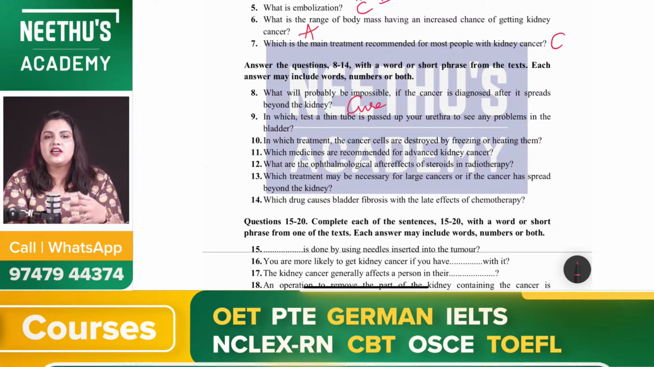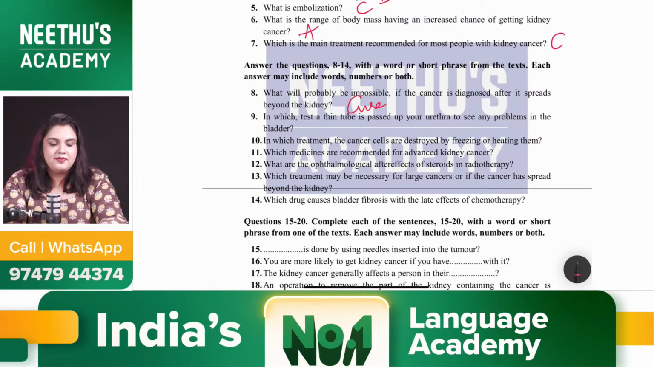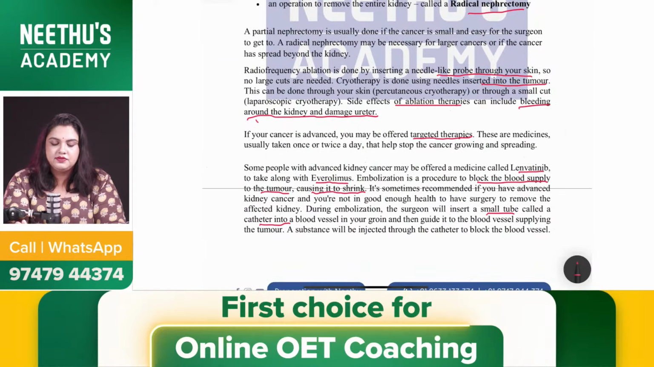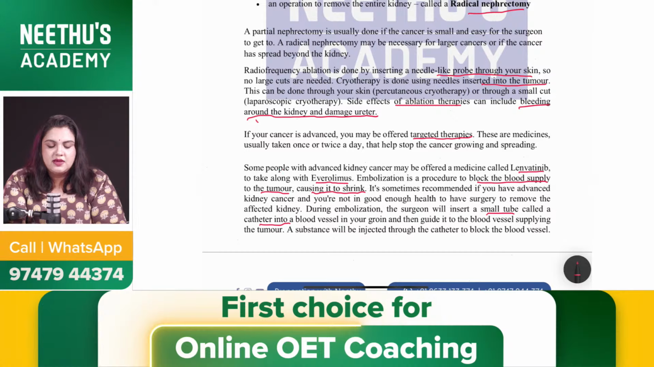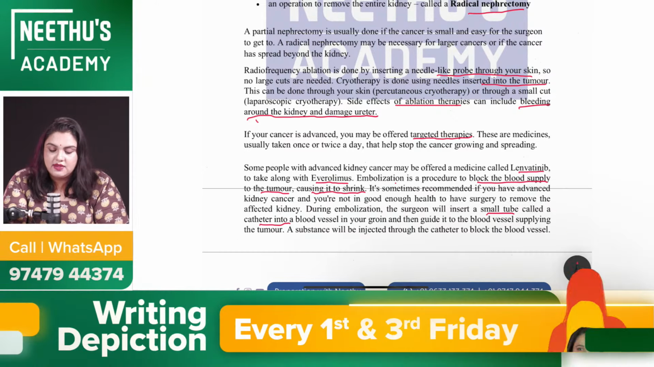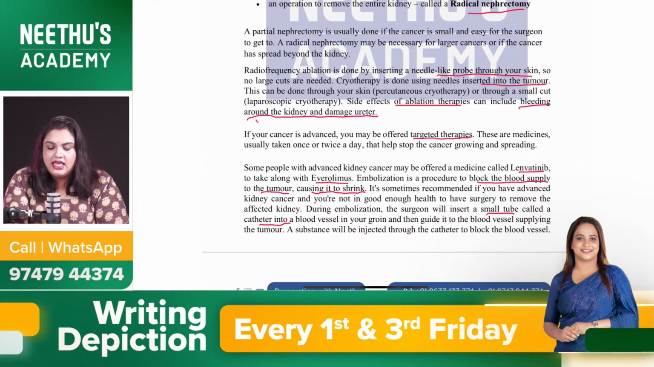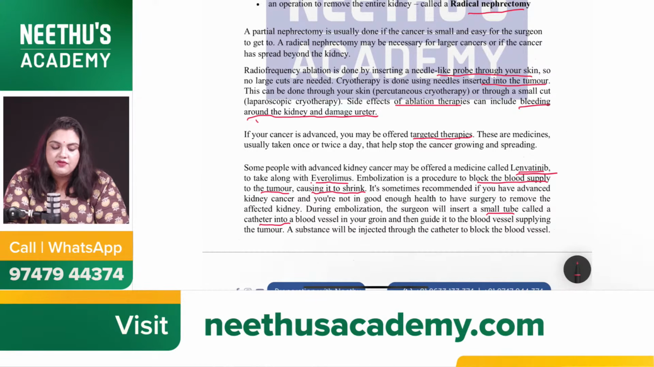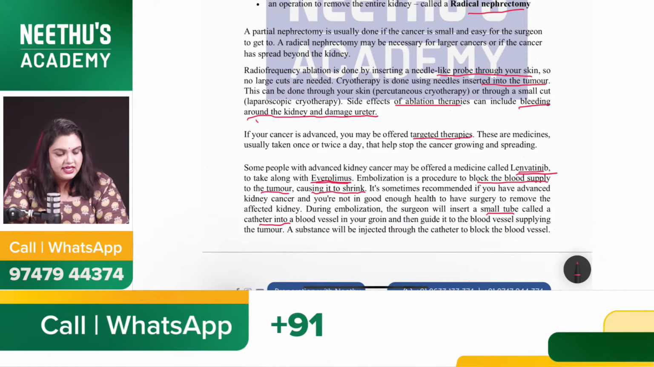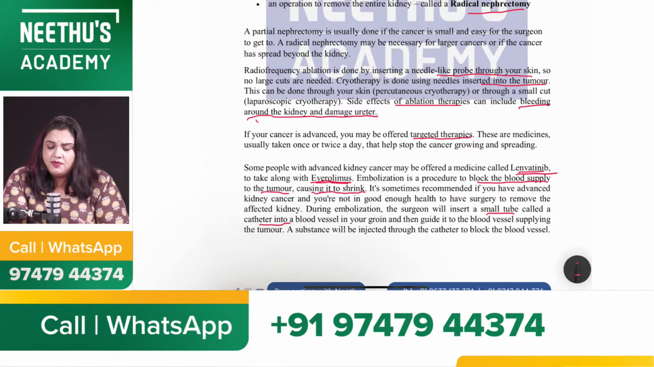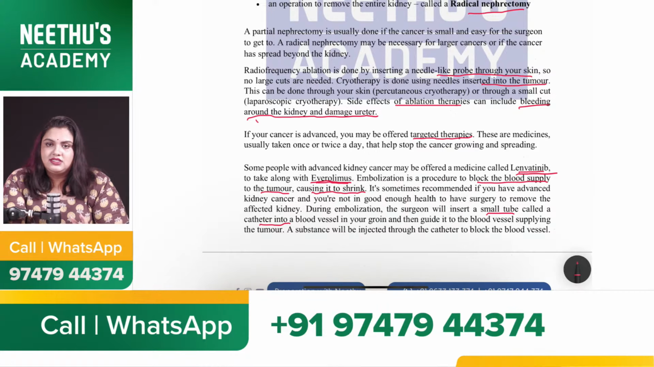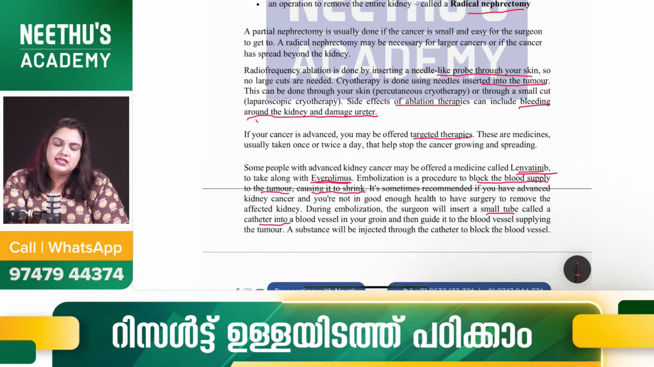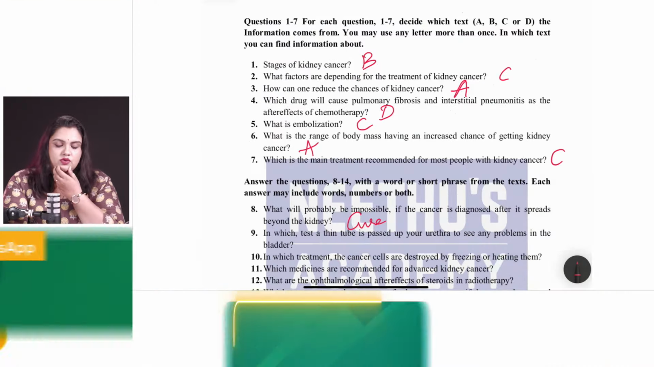Again, the same text, Text C. What could the answer be? Take the last paragraph. Some people with advanced kidney cancer may be offered a medicine called lenvatinib to take along with everolimus. So, two medicines. Yes, Megha. Lenvatinib is the answer, along with everolimus. These two medicines are for advanced kidney cancer cases. So, that is the answer.